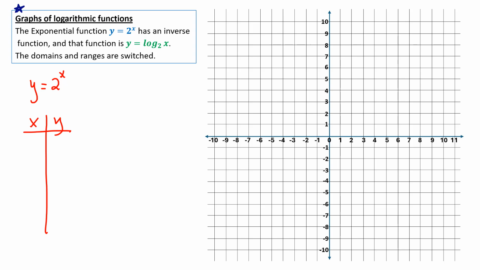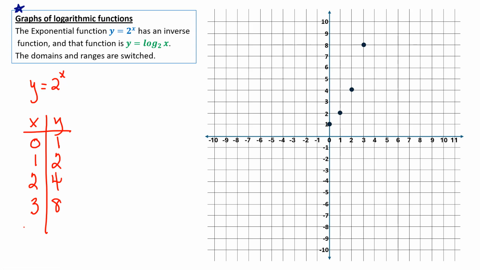So for the exponential function, if I put in 0 for x, I have 2 to the 0, which is 1 for y. So the point (0, 1) is on this graph. If I put in 1 for x, I get 2 to the 1, which is 2 for y. So the point (1, 2) is on this graph. If I put in 2 for x, I get 2 squared, which is 4 for y. So the point (2, 4) is on this graph. If I put in 3 for x, I get 2 cubed, which is 8 for y. So the point (3, 8) is on this function.